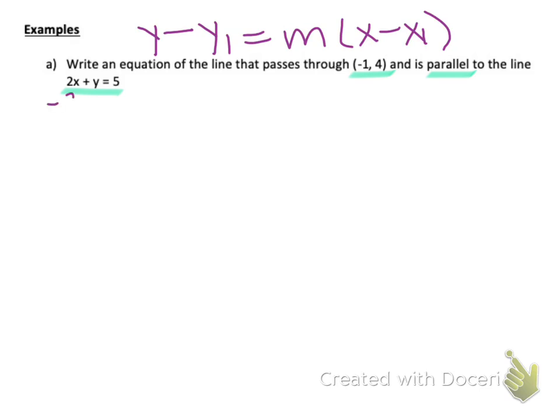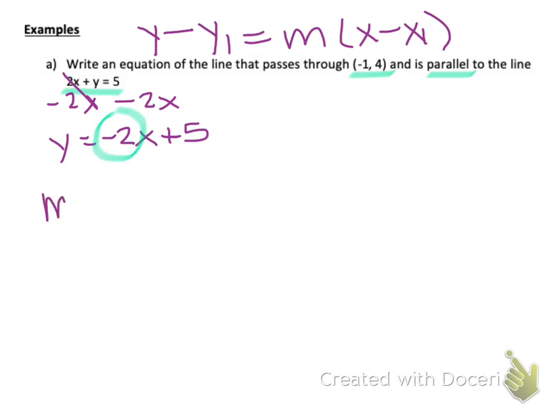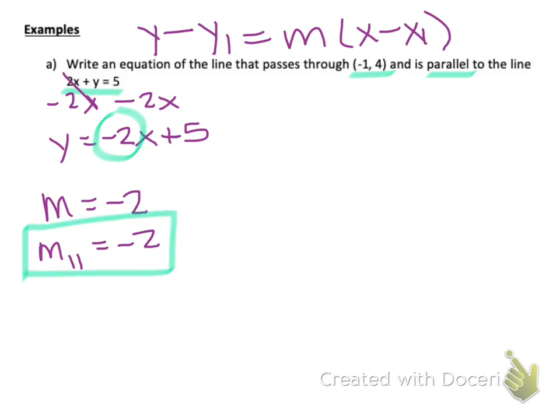So my first move would be to subtract 2x from both sides. So I have y equals negative 2x plus 5. And I need to pick out what the slope is, so we know the slope is always the number in front of our x. So my slope right now is negative 2. The parallel slope will stay the same, negative 2. So the slope I'm using is negative 2, and the point I'm using is negative 1, 4. So now I'm ready to write my equation.